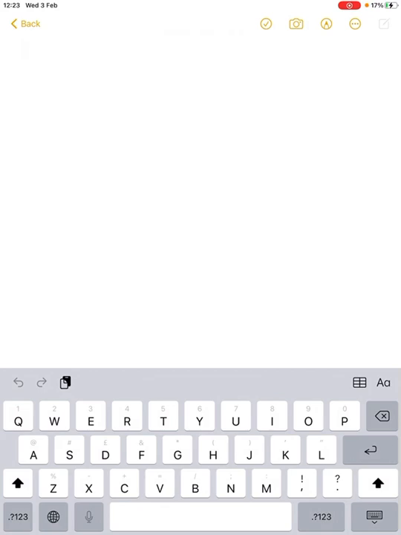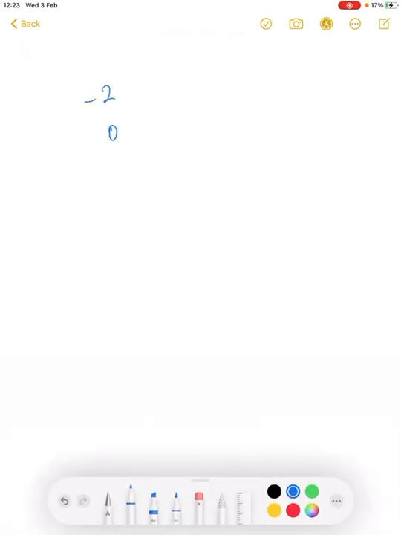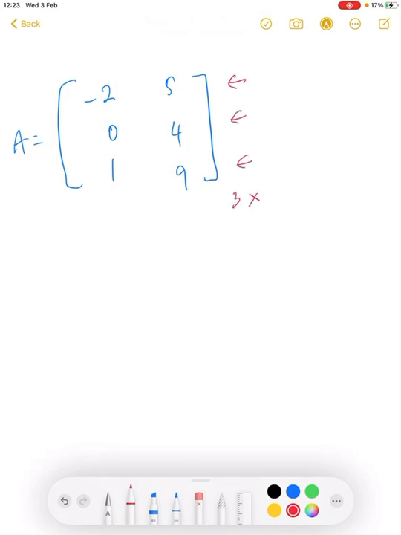Okay, let's say I have here negative 2, 0, 1, 5, 4, 9. This is a matrix. Matrix A, give it a name, matrix A. Okay, so here the order is the number of rows and the number of columns. How many rows? 1, 2, 3. 3 rows by how many columns? 1, 2. So the order of this matrix A is 3 by 2.